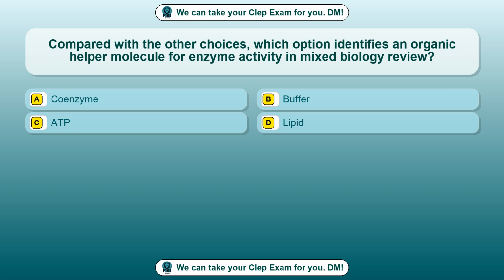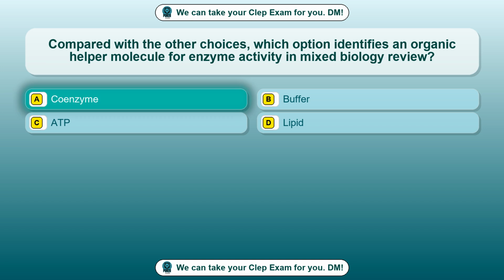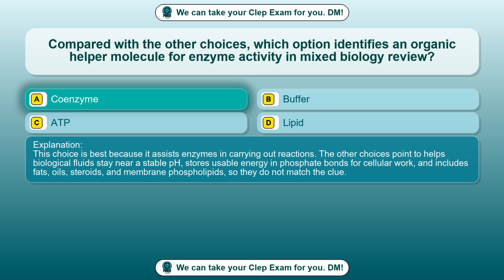Question 85. Compared with the other choices, which option identifies an organic helper molecule for enzyme activity in mixed biology review? Option A, coenzyme. Option B, buffer. Option C, ATP. Option D, lipid. The correct answer is option A, coenzyme. This choice is best because it assists enzymes in carrying out reactions. The other choices point to helps biological fluids stay near a stable pH, stores usable energy in phosphate bonds for cellular work, and includes fats, oils, steroids, and membrane phospholipids, so they do not match the clue.